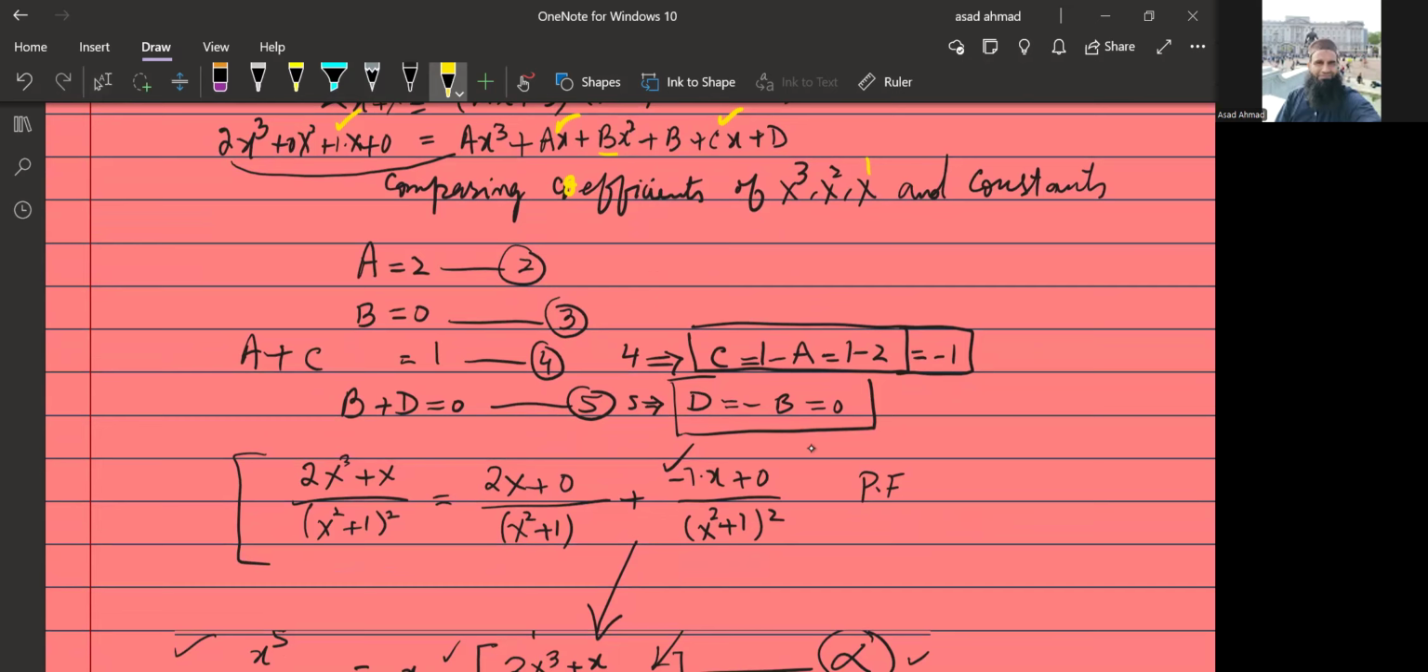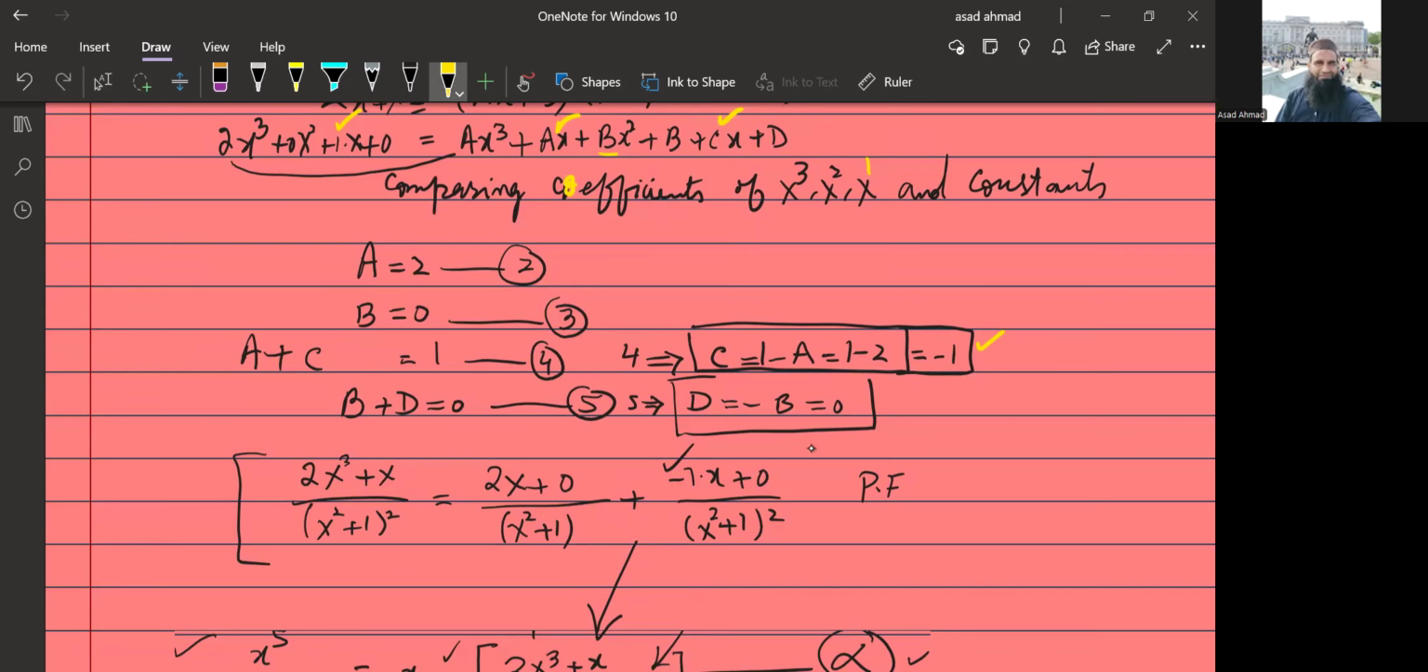And we have obtained the answers of a and b directly from equations number 2 and 3. From equation number 4, we can derive the value of c, that it would become 1 minus a, and a is already calculated. This is 2. So 1 minus 2 will make the value of c as minus 1. Similarly, from the fifth equation, d will be equal to minus b. b was 0, so d will also become 0.